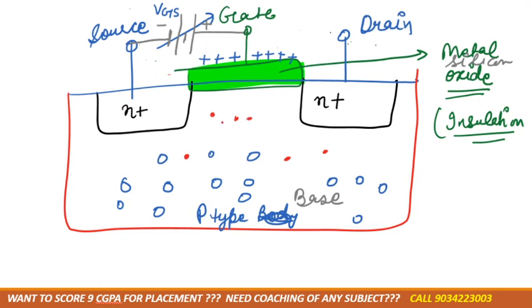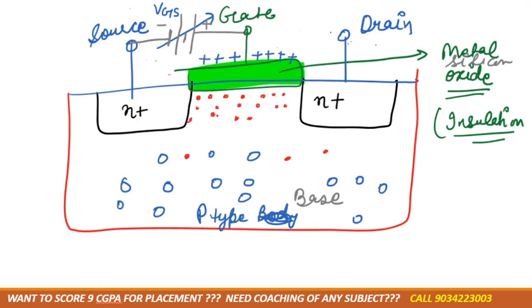I'm asking about my electrons, right? So we'll have minority carriers, electrons. Now there is a positive charge developed over here. Now tell me, will it attract electrons or holes? Electrons. So whatever minority carriers are present in the P-type substrate will be attracted here. Yes or no?